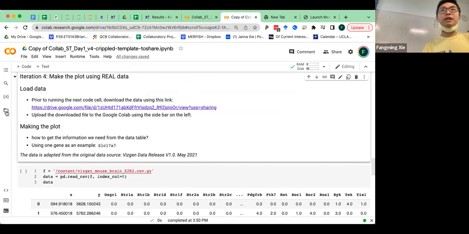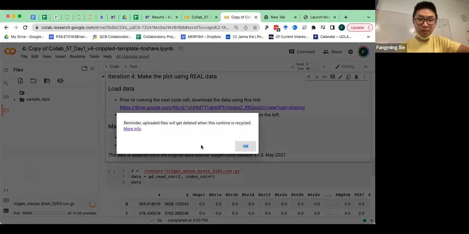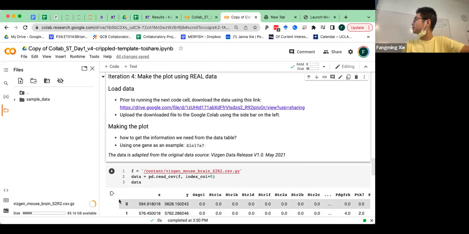Anyone have questions uploading this data set? You need to go to the left and click this folder thing and click here, upload. I haven't uploaded it for you. I have already downloaded it. I just uploaded it. The uploaded file will be recycled. It'll take a minute, so it's going here.